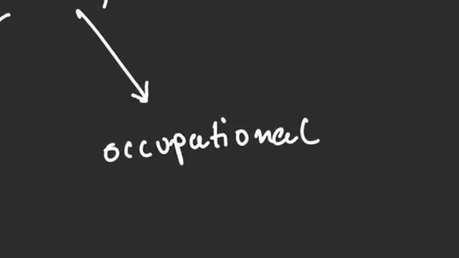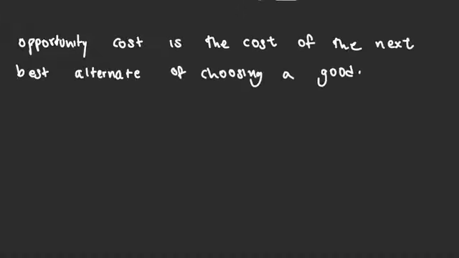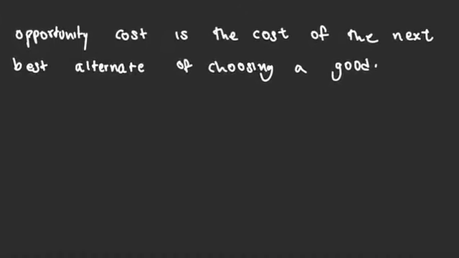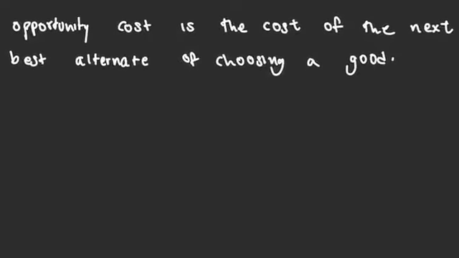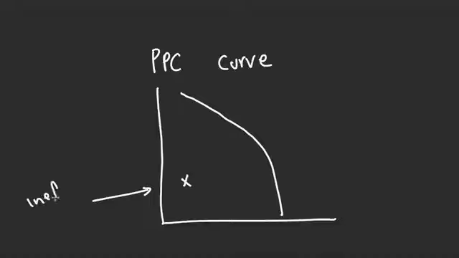and educational profession. Looking at opportunity cost, it is the cost of the next best alternative when choosing a good, and you can represent the opportunity cost with a production possibility curve. You need to understand the points in the production possibility curve. If the point is inside, it is inefficient. If the point is outside, it is unattainable.